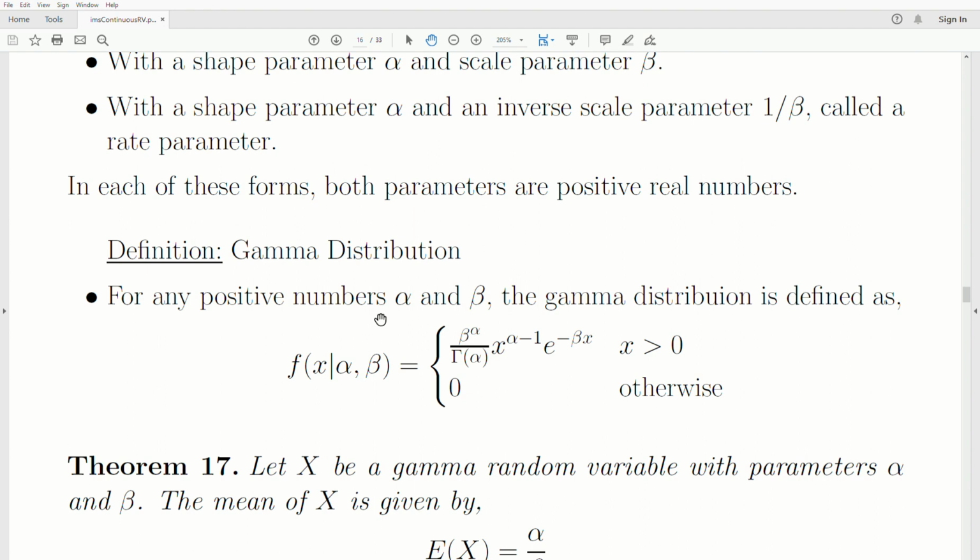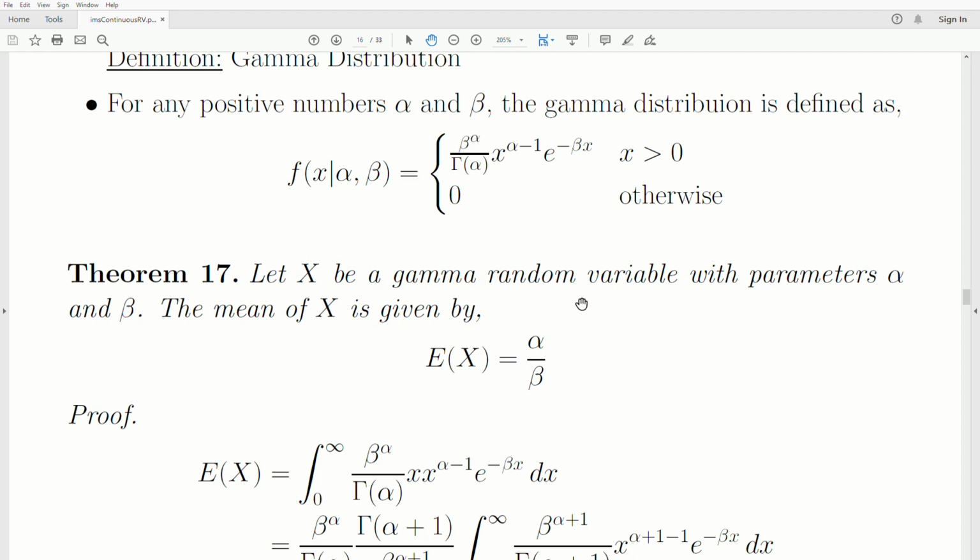For any positive numbers alpha and beta, the gamma distribution is defined as this. f of x is beta to the alpha divided by gamma of alpha, x to the alpha minus 1, e to the minus beta x. This is for all positive x, and it's 0 otherwise. For the second definition, the beta would just be moved to the denominator.